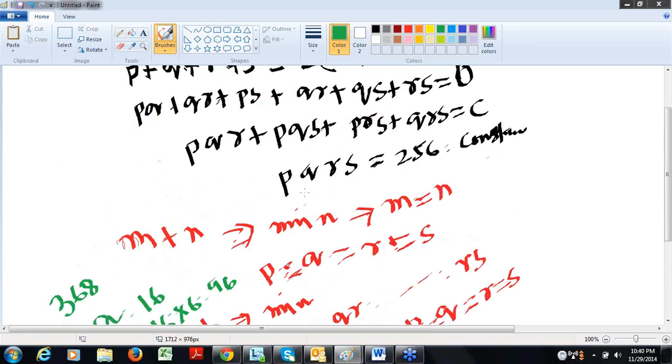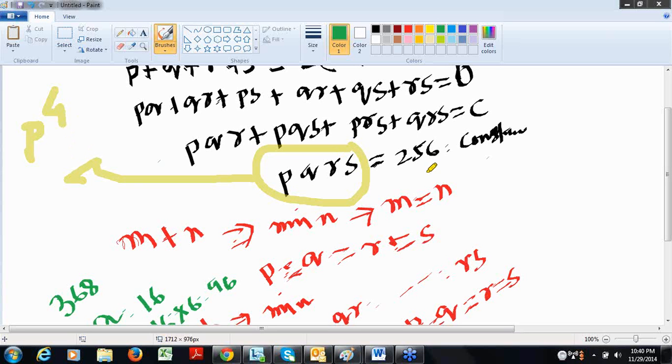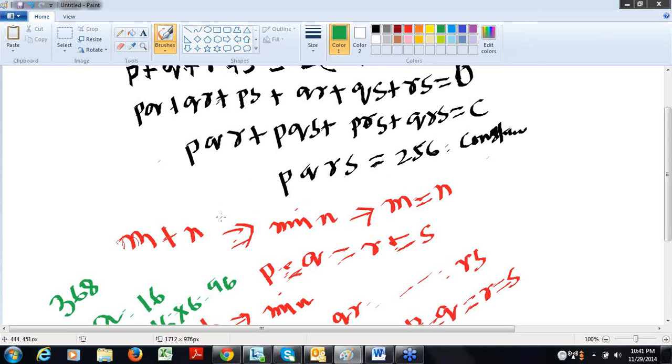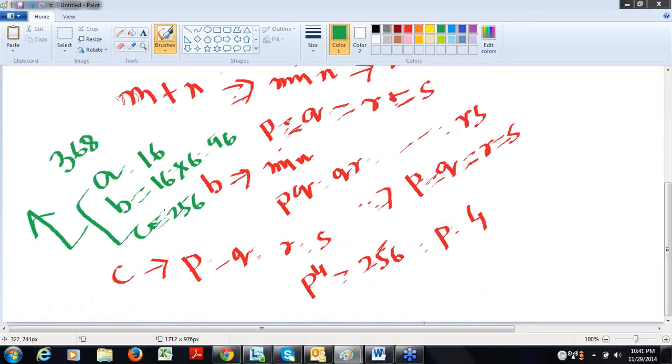So put this value into this equation. This equation becomes P to the power 4, which is equal to 256. That means P is equal to 4, which is equal to Q is equal to R is equal to S. So all of them become 4. So if P, Q, R, S are 4, then find out the value of A, B and C.